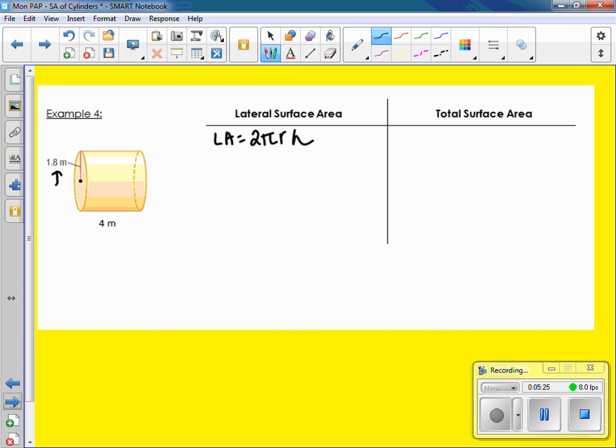It's 2 pi r h, so that's 2 times 3 times the radius, which is 1.8, times h, which is 4. Because this is all multiplication, please remember that you can do multiplication in any order. So I'm going to multiply all my whole numbers first. That way I only have to deal with the decimal once. So 2 times 3 is 6, and 6 times 4 is 24.